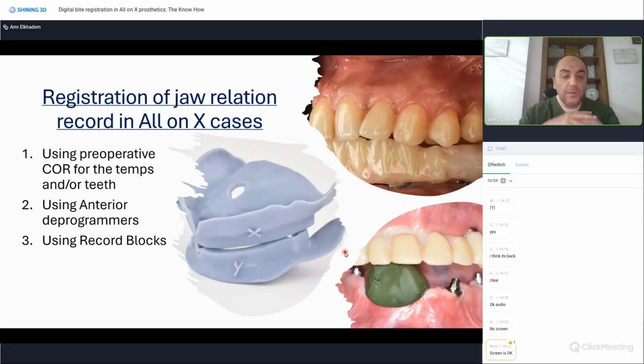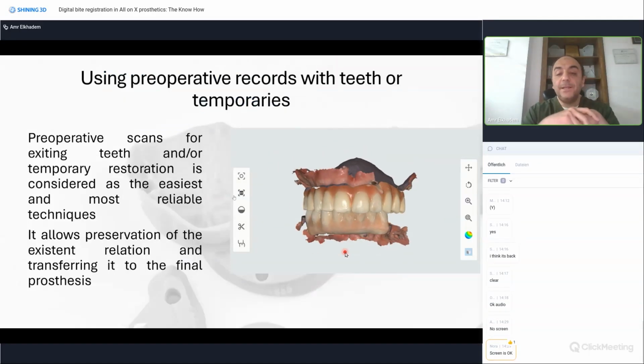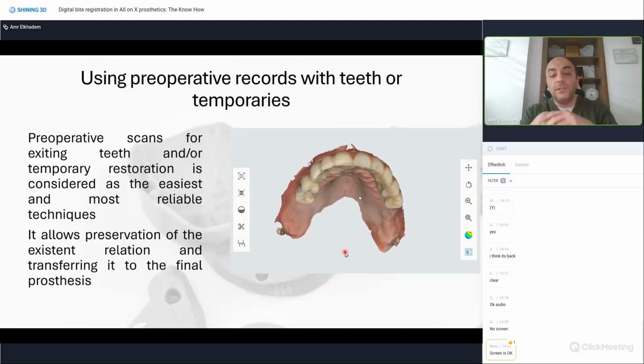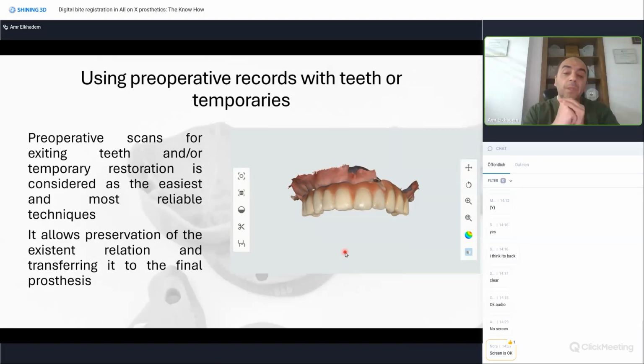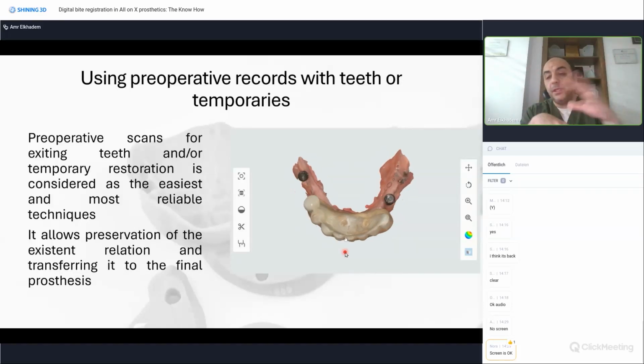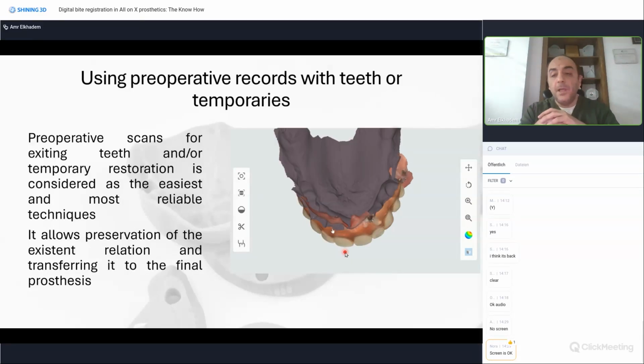So the first way is to utilize what we call preoperative records, if the patient has a temporary. The second way is to create what we call an anterior deprogrammer. And the third way is to use occlusion block records. So let's go through the 3 methods. The first way is when you have a patient who already has an implant-supported temporary, like the one in the video running now, or maybe has a few teeth before the final scan, I can use them.